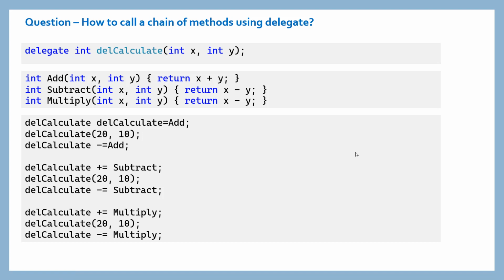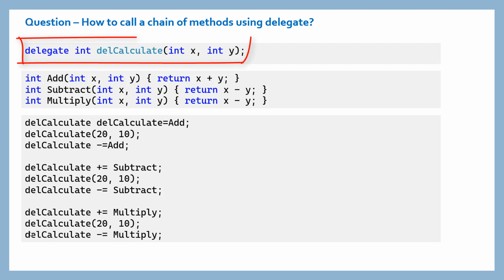Today's topic is how to call a chain of methods using delegate. There may be multiple methods having the same signature of the delegate, forming a chain of methods. So we can call this chain of methods by using delegate.